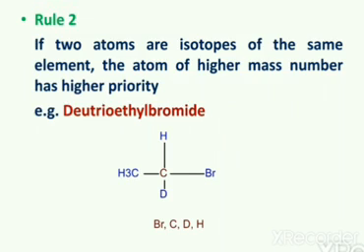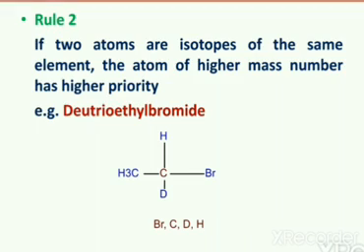Then rule 2 says, if two atoms are isotopes of the same element, what can we do? The atom of higher mass number has higher priority. Say for example, deuterioethyl bromide. In this, the chiral center is attached with 4 different groups: bromide, methyl, deuterium, and hydrogen.